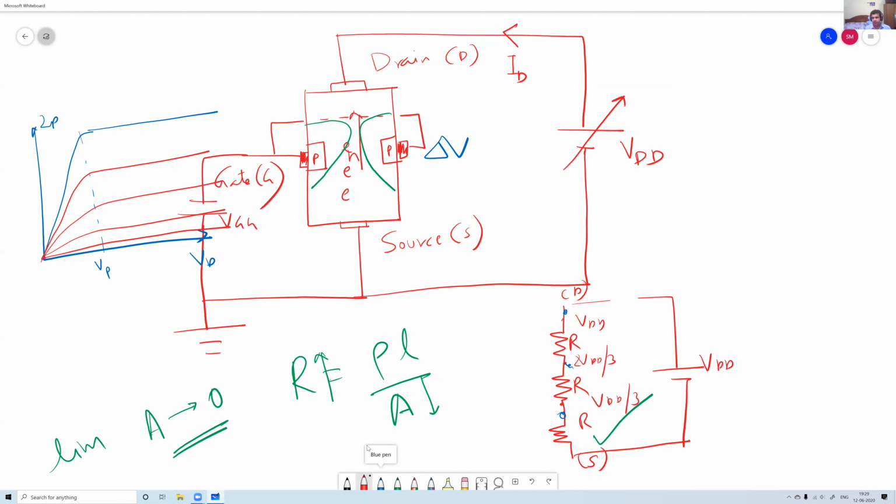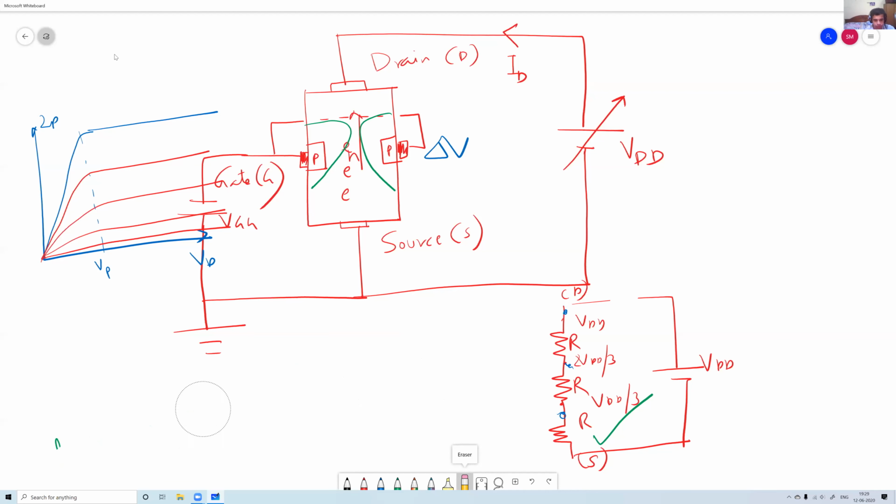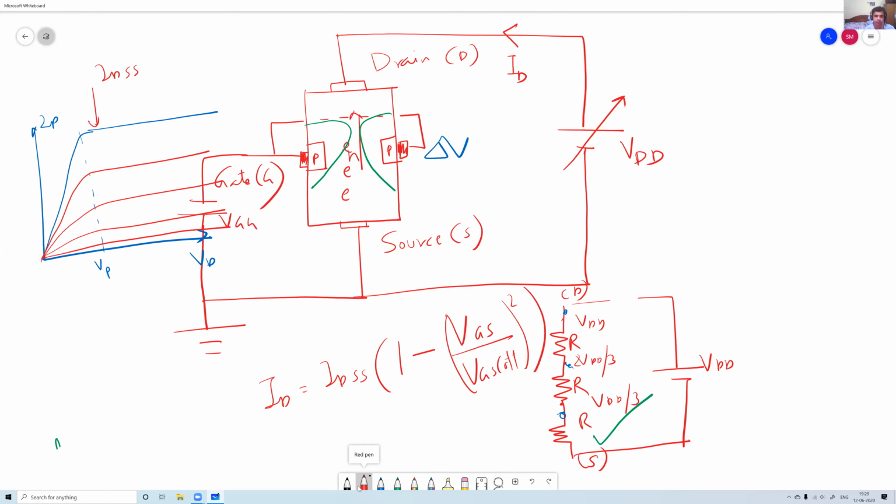And this characteristic is covered by the Shockley equation, which we had discussed in the class. What is the Shockley equation? It says, ID equal to IDSS times 1 minus VGS by VGS off, here it is square, right? Or the other way, please check. Where is the square? Is the square here or here? Let me check.